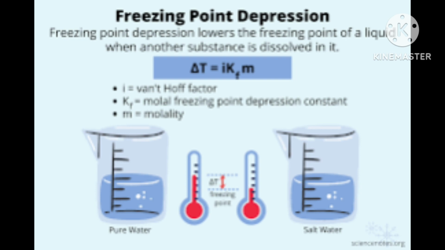Then 373 plus 0.052, now we will get 373.052 Kelvin. Very easy question. Whatever temperature increased, add it to the boiling point of pure water. In pure water, the boiling point is 100 degree centigrade, meaning 273 plus T, 373 Kelvin. In that you add the delta T value, you will get the boiling point of the solution.